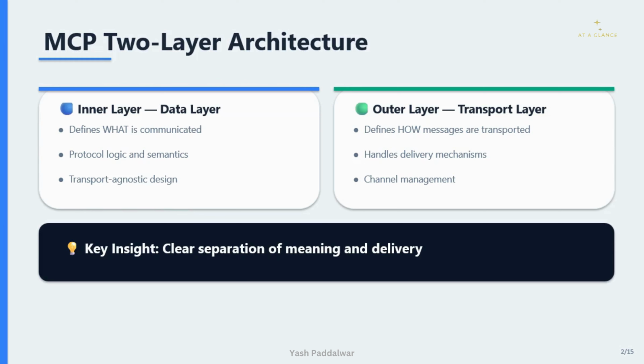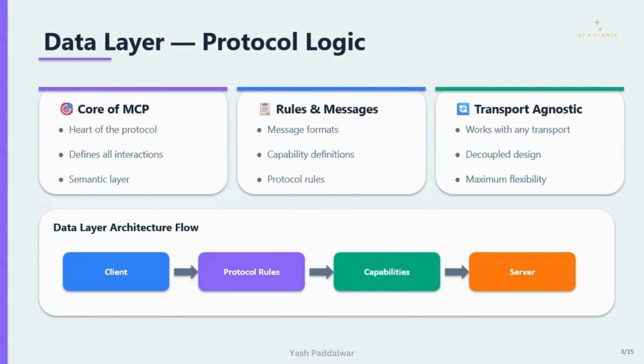You can simply think of it like language and delivery. English is the language here, WhatsApp or email is the delivery channel. So now in detail, let's have a look at the layers one by one, starting off with the data layer.